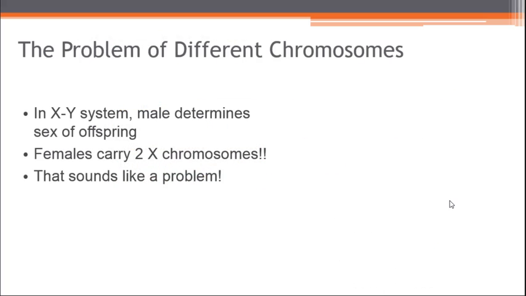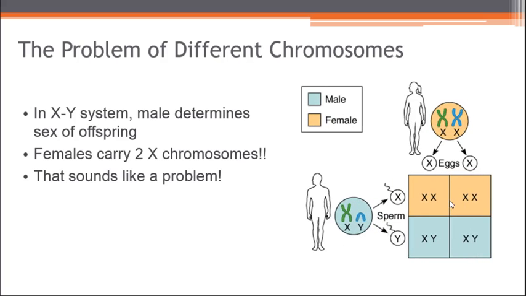Now, we have 2 different sexes in lots of systems. In birds, you have a ZW system. In fruit flies, you have an XO system. But we're going to talk about mammals. In mammals, you have an XY system, and the male determines the sex in the offspring. In birds, by the way, it's the female. But in humans, mammals, it's the male. So what that means is that males have an XY, and females have an XX.